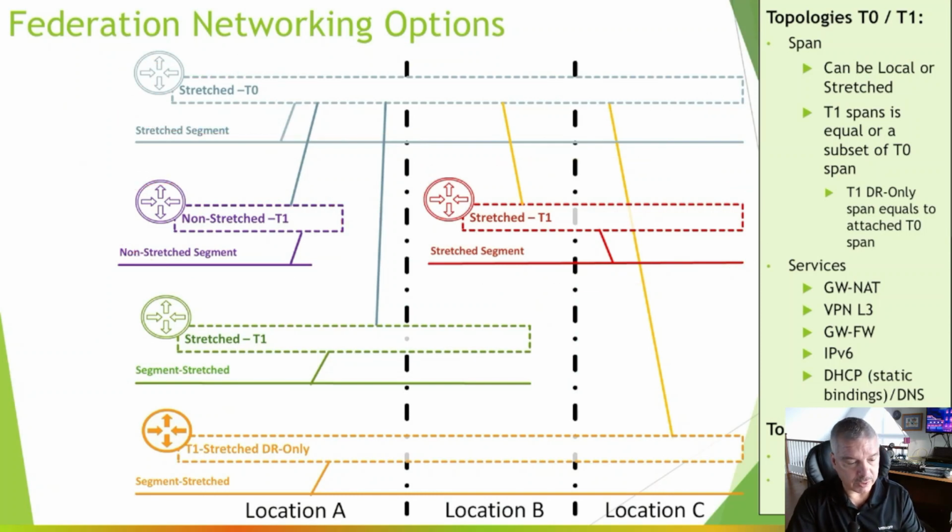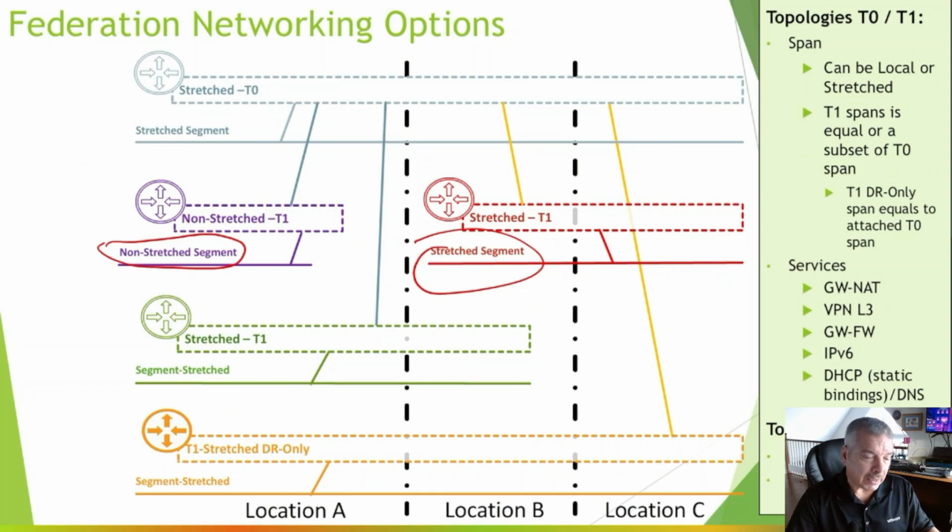Now, one thing I will say, here they're showing stretched segments and non-stretched segments, okay? Technically speaking, you create your stretched gateway, tier 1 or tier 0, and then when you connect your segment to it, it automatically makes that a stretched segment.